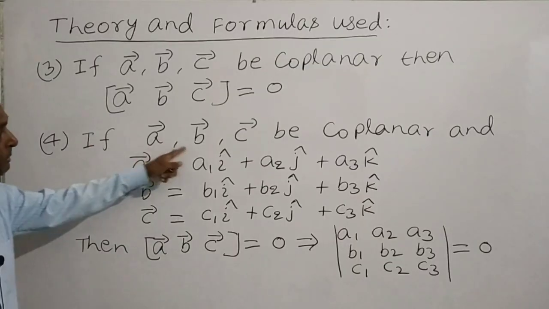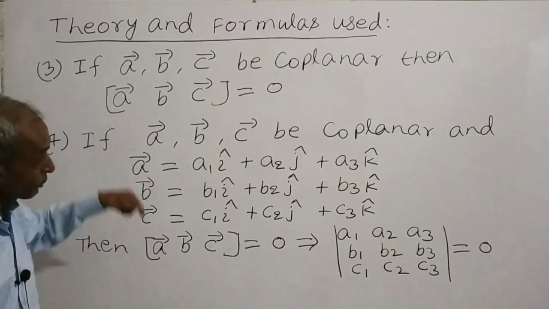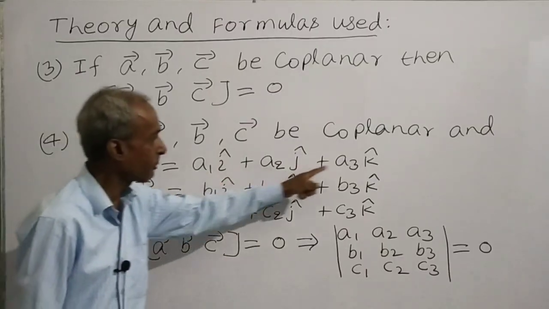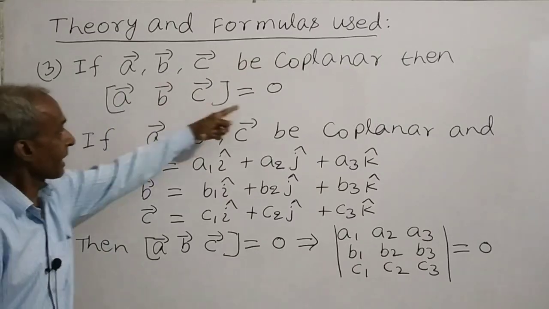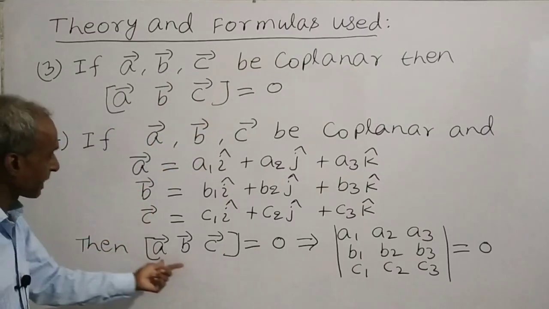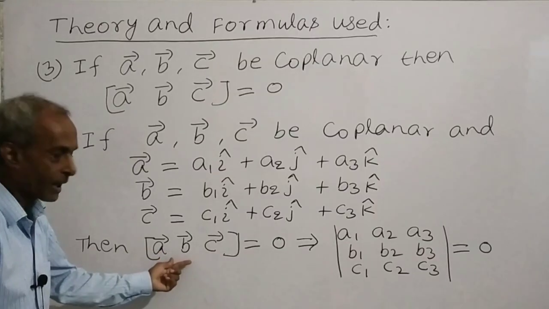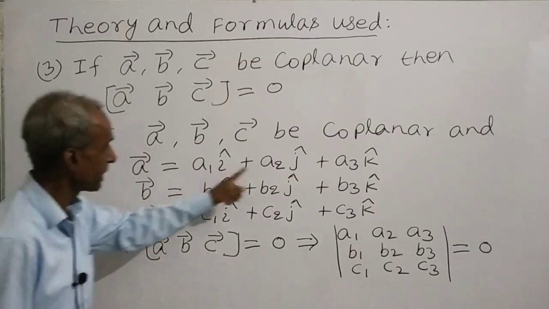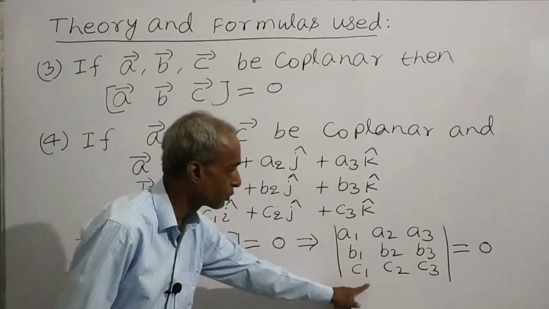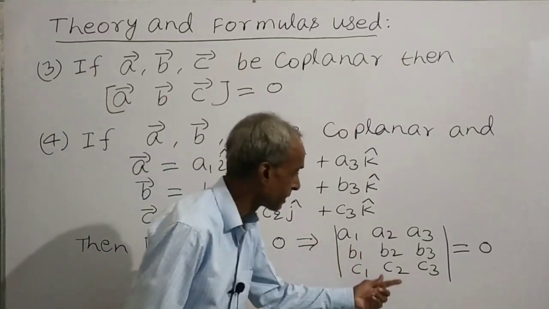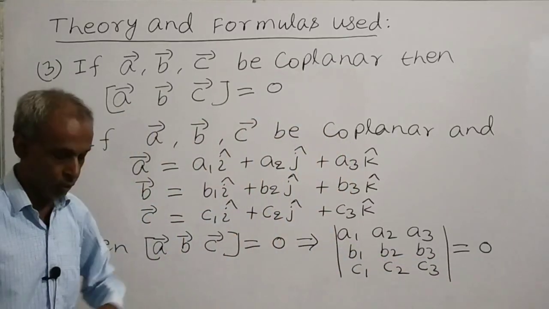Now, if three vectors are coplanar and they are also given in terms of i, j, k, then the scalar triple product of these three vectors will be 0, but the scalar triple product of A, B, C will be the determinant A1, A2, A3, B1, B2, B3, C1, C2, C3. That means the value of this determinant will be equal to 0.